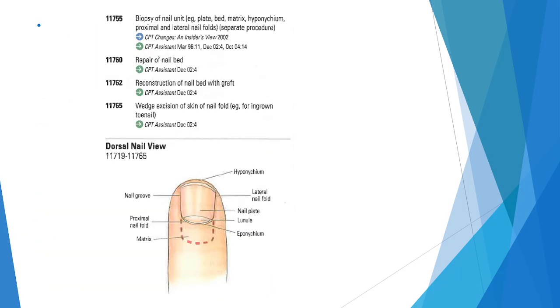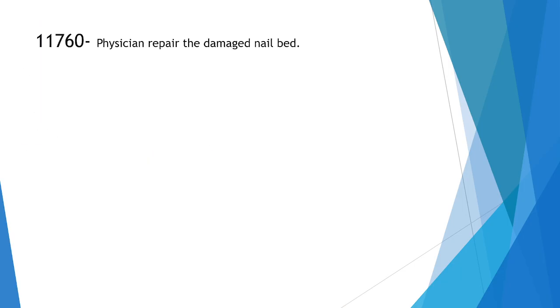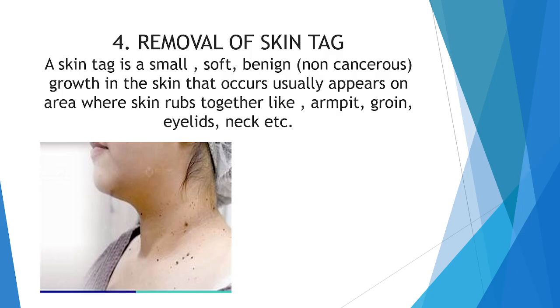Coming to the next procedure, removal of skin tag. Here you can see in this picture what a skin tag is. A skin tag is simply a soft, small, non-cancerous growth in the skin that usually appears where skin is rubbed together due to friction. It occurs in areas like the armpit, neck, and eyelid.